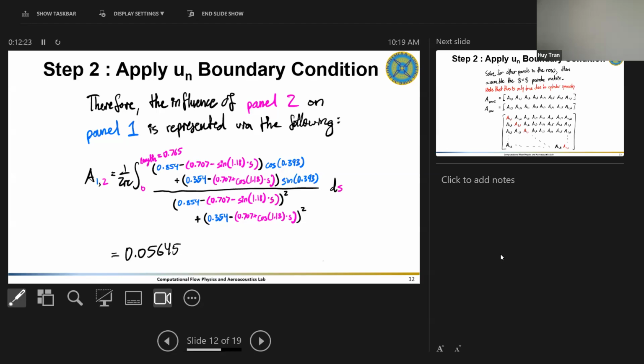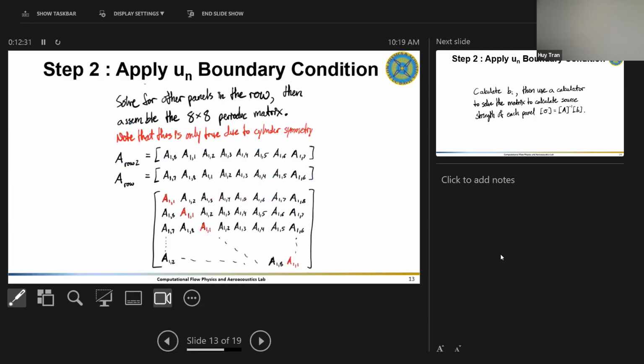You're just solving an integral, a line integral. And so you get your points. Let's say you do this 7 times, so you get it for the entire row. So once you solve for the first row, you don't have to solve for the rest of the 7 rows because you have a symmetrical object. It's a cylinder. So what happens actually is your matrix turns into a periodic matrix.